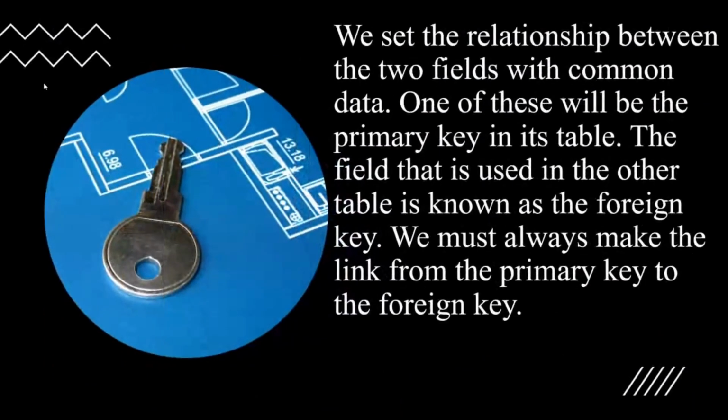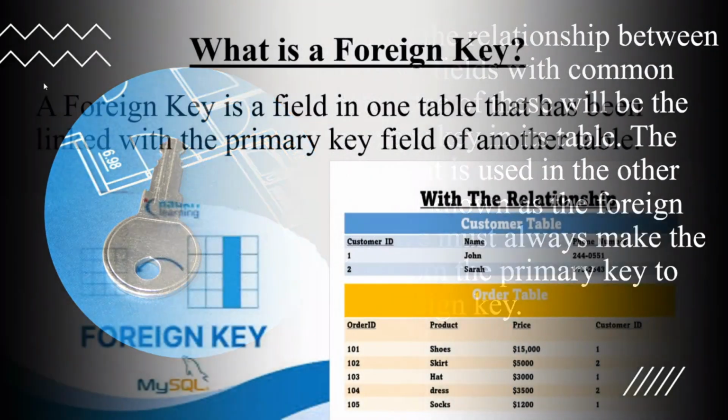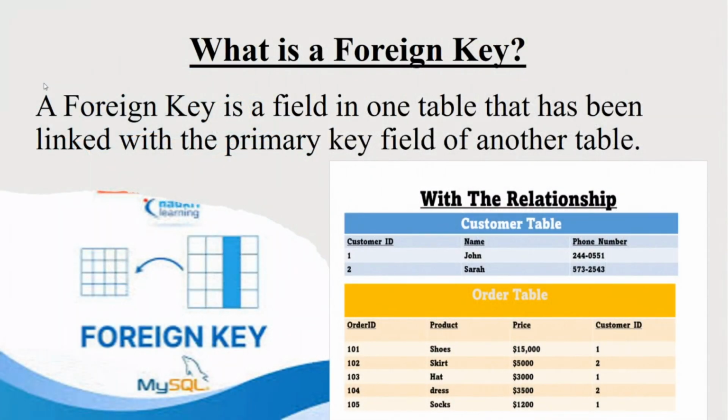We set the relationship between the two tables with common data. One of these will be the primary key in its table. The field that is used in the other table is known as the foreign key. We must always make the link from the primary key to the foreign key, and that's very important to note. So what then is the foreign key? A foreign key is a field in one table that has been linked with the primary key field of another table.